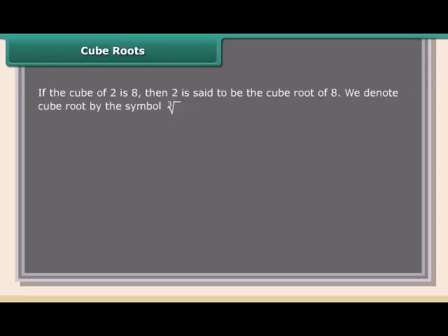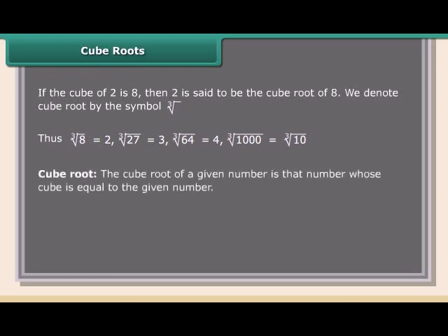Cube roots. If the cube of 2 is 8, then 2 is said to be the cube root of 8. We denote the cube root by the symbol cube root. Thus, cube root of 8 is equal to 2, cube root of 27 is equal to 3, cube root of 64 is equal to 4, cube root of 1000 is equal to 10. Cube root. The cube root of a given number is that number whose cube is equal to the given number.